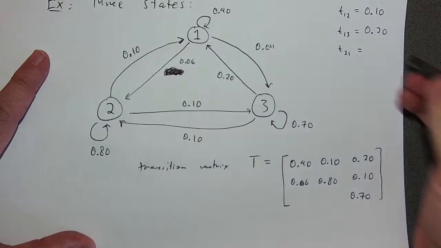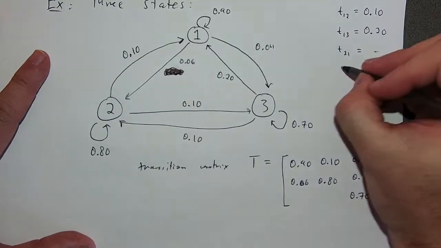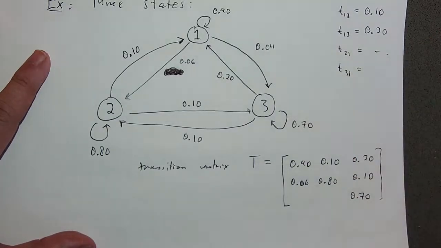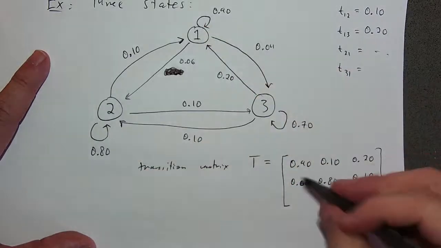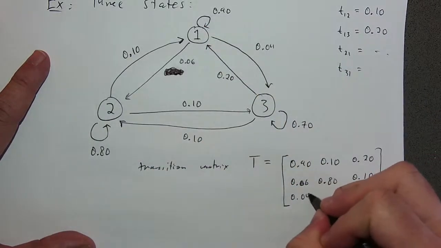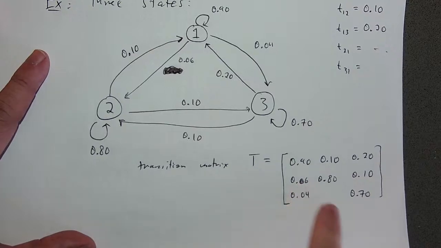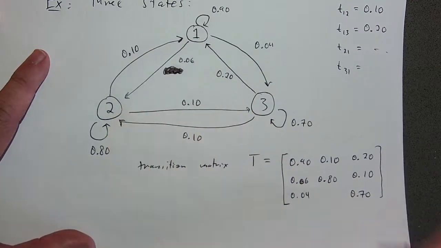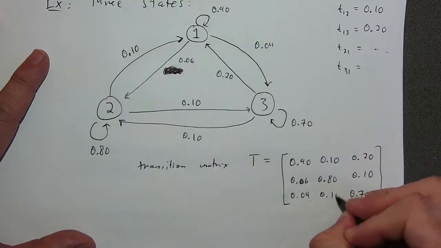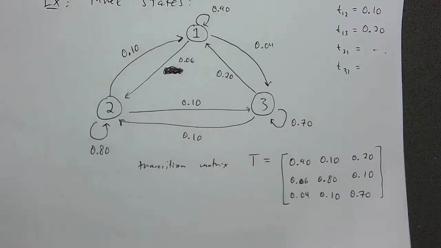Here, this would be T sub 3,1. So I'm looking at incoming arrows here from 1. This would be 0.04. You might have also noticed another thing I could do here. And this one is incoming arrows from 2. This is 0.10. Notice that the columns sum to 1.